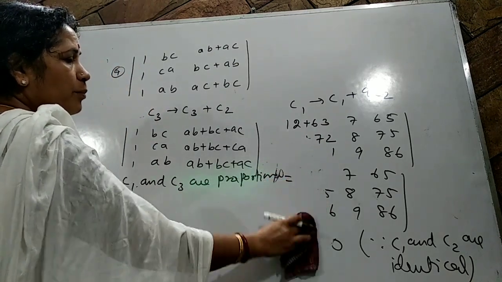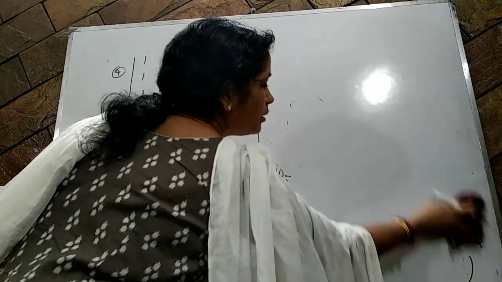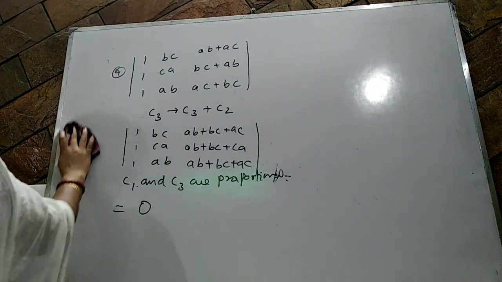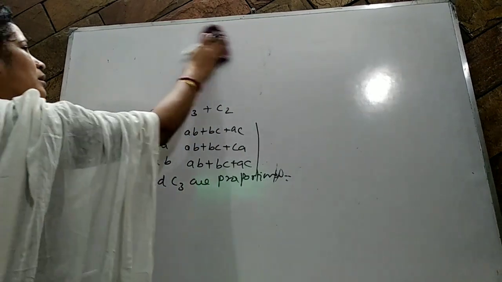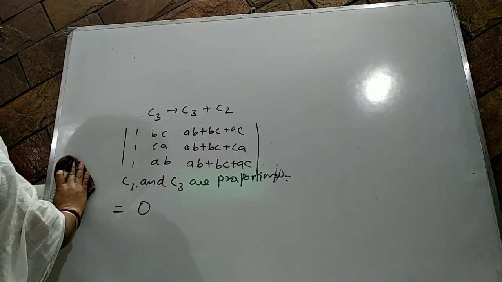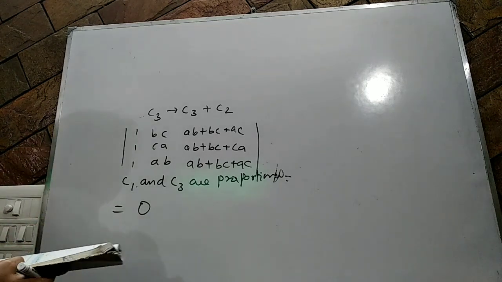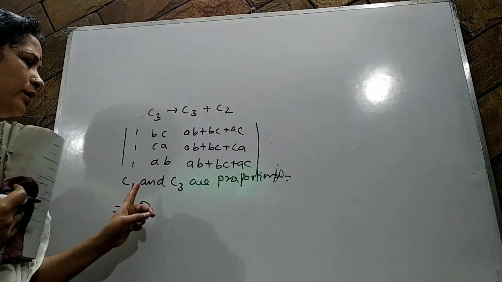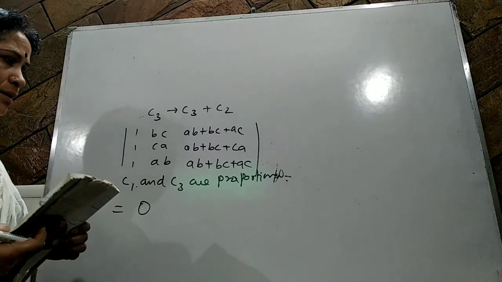Okay, now let me take question number 5, one of the most important questions, beta. It's a repeated question. So very carefully you have to note down. Shall I erase this one? No, ma'am. Write down fast, beta. Just a simple one operation, just to open it, then C3 can be written as C3 plus C2. Then you have to write down C1 and C3 are proportional. Then the value of determinant is 0.